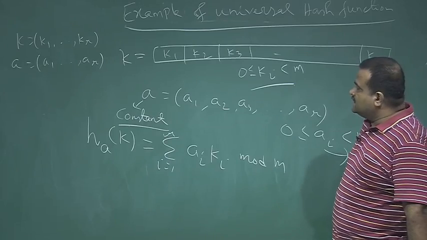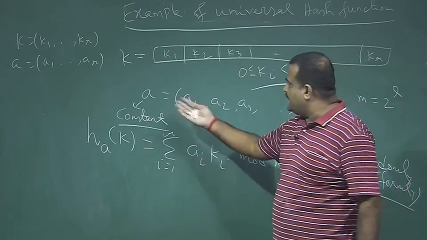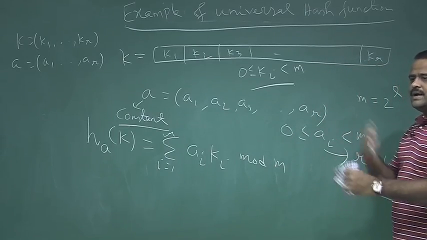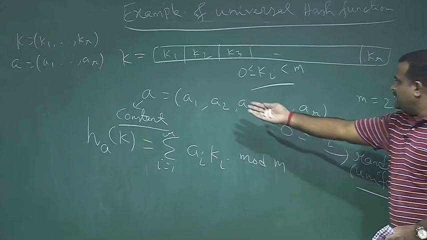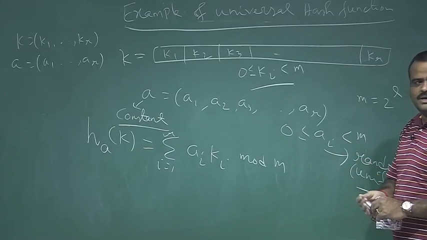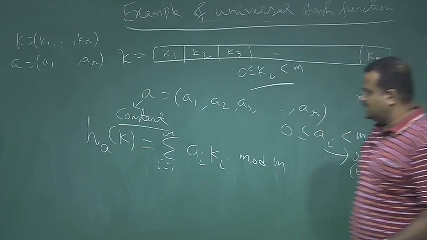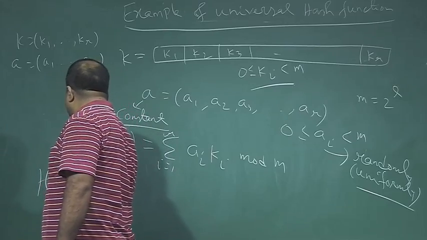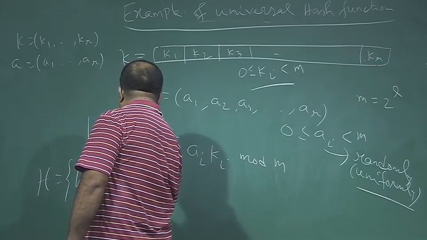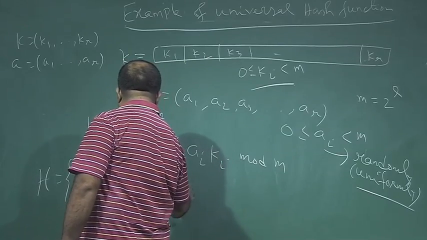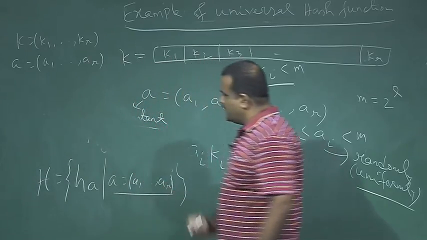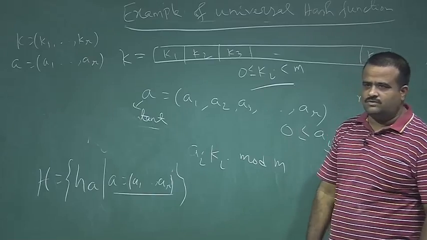Now, we need to prove that this collection, meaning if you vary a, so a is chosen this way. If you vary a, we get a different hash function. Varying a means we are varying a1, a2, ..., ar, which are chosen randomly. So this will give us a collection. Our collection H is H of a, where a is varying. So this collection is chosen randomly.